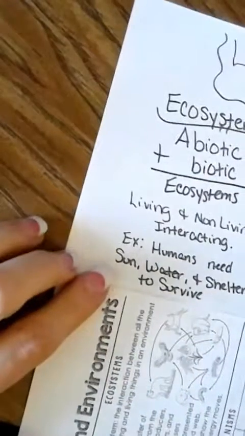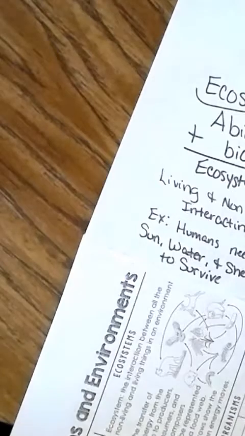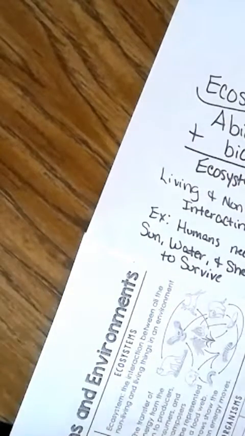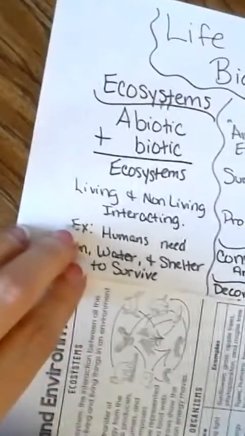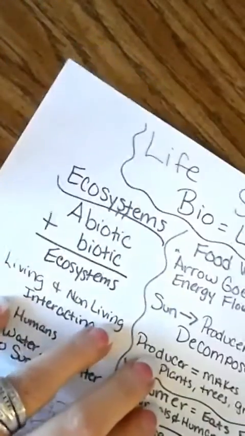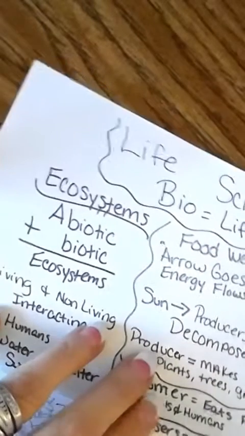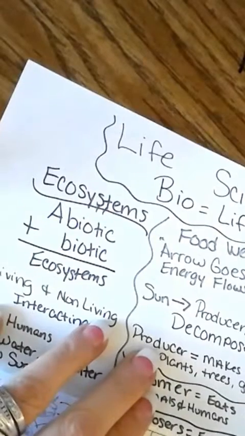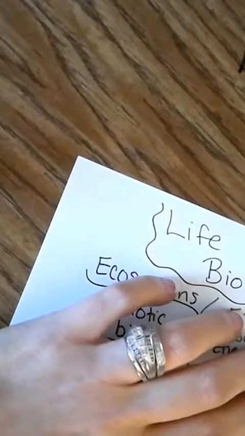Okay, so we just talked about ecosystems, and like I was saying, you live in a house. That's a non-living thing. So you are interacting with the non-living, which is your house, because it's your shelter. So looking at this, let's talk about food webs real quick. In a food web, where the arrow goes, energy flows. If you start here, what's the first thing that starts all food webs? It's the thing that starts everything in life. The sun.